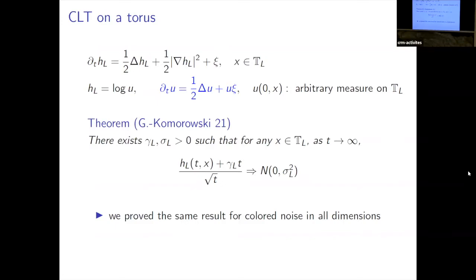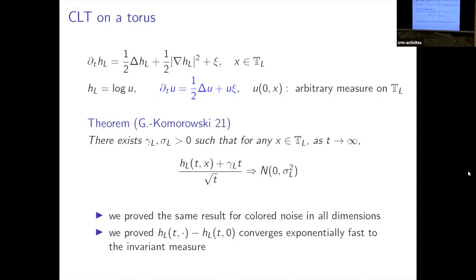So it's not only on the circle. We can do the whole thing indeed on the torus. In high dimension, we have the same result. Of course, in high dimensions, we are not expected to make sense of this KPZ equation, so we just assume that the noise is white in time, smooth in space. So the same result holds in any dimension.